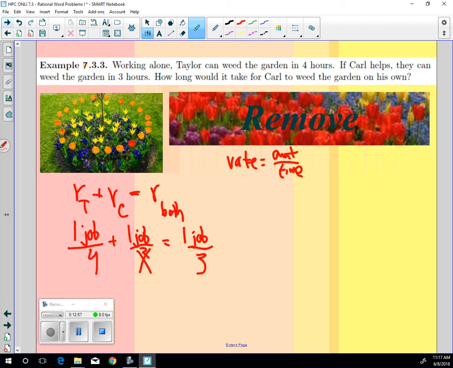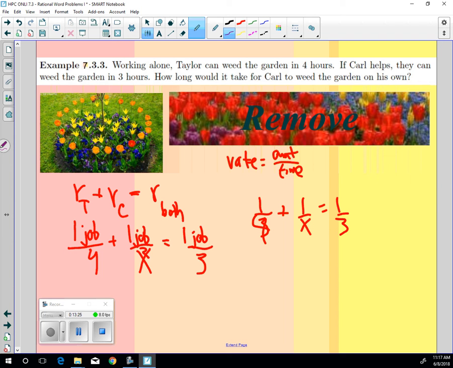So let's check this out one more time. Taylor can weed the garden in 4 hours, 1 job in 4. If Carl helps, they both do 1 job in 3 hours. We want to find out what Carl's rate is. So it's 1 over 4 plus 1 over x equals 1 over 3.